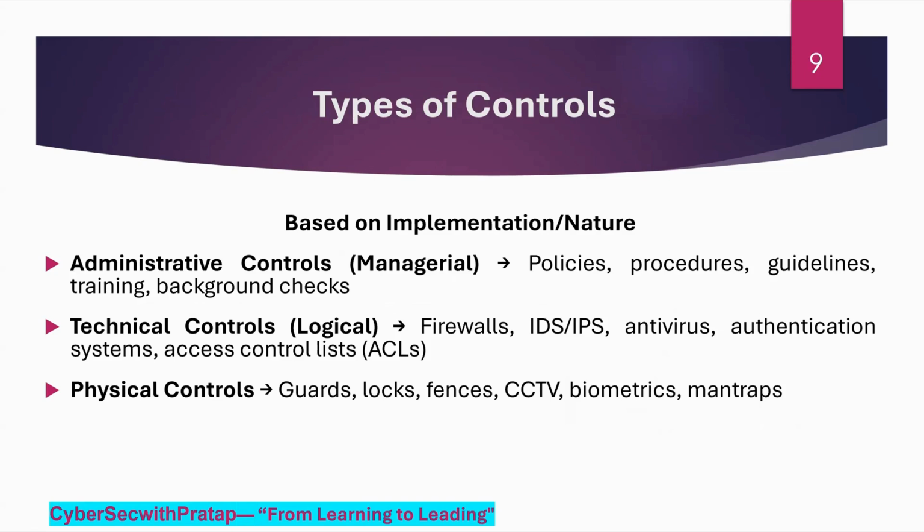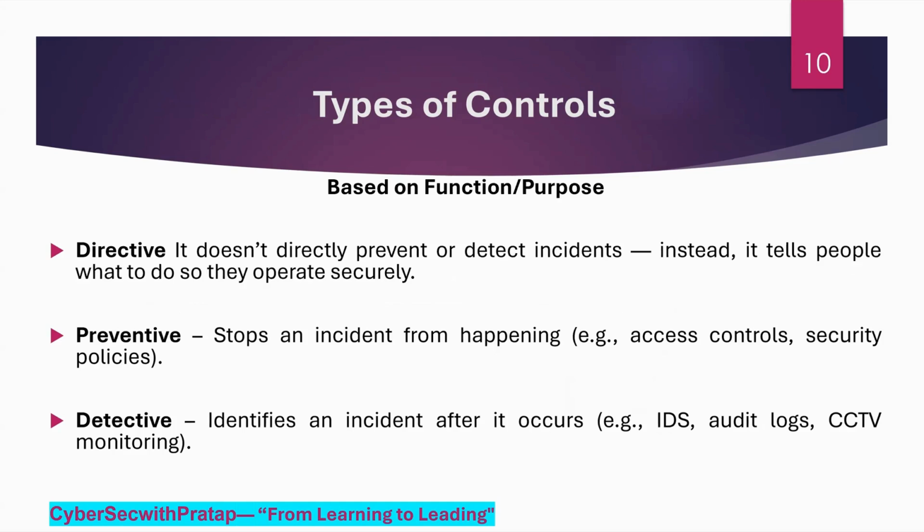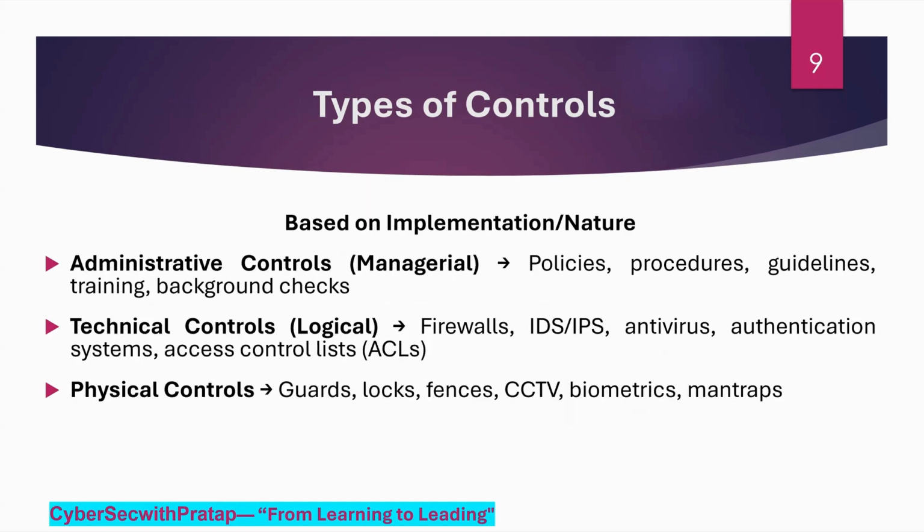Next, types of control. We categorize controls based on two things. First is nature and implementation, and another is function and purpose. Based on nature, there are three types: administrative control, technical control, and physical control.